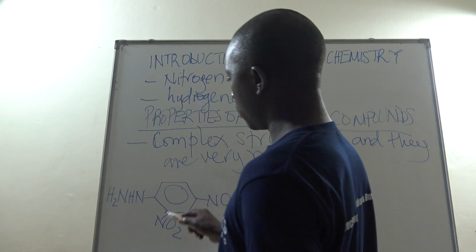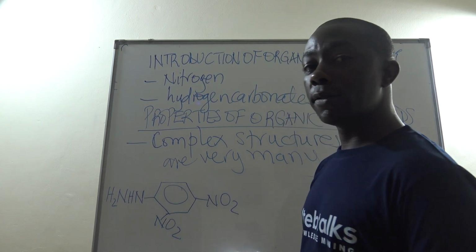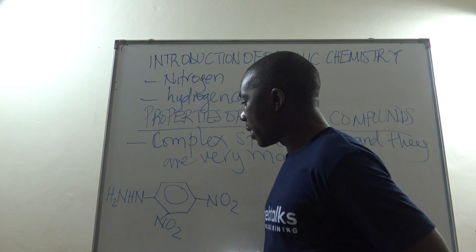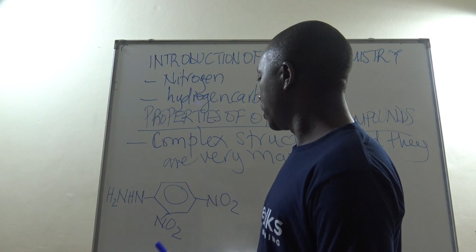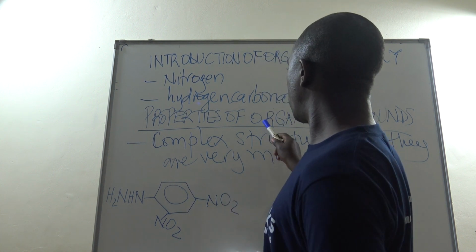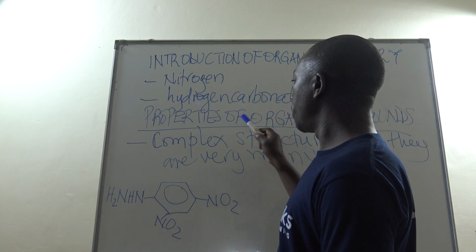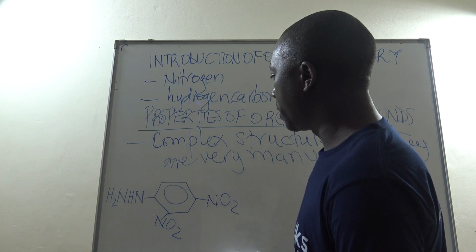That is just one structure. It is quite big, and it is very rare to find a compound as big as that in a branch other than organic chemistry. So I want to say this is one example of a property of organic compounds. They are very big, that is complex, and again they are quite many.